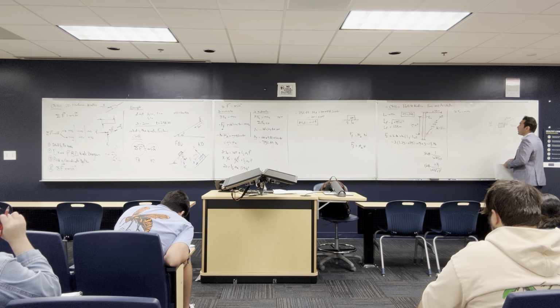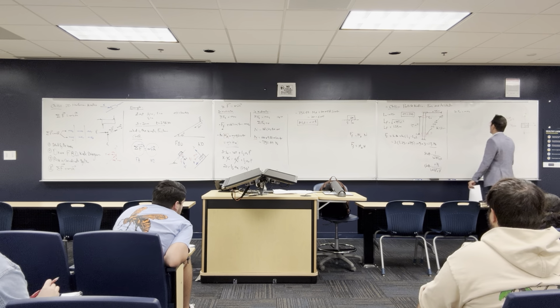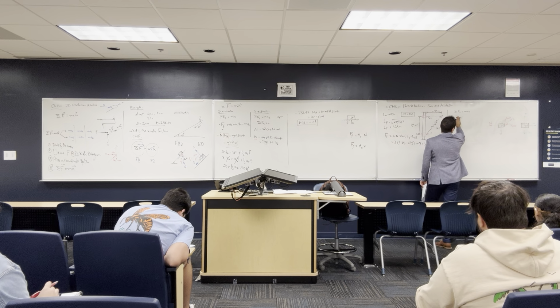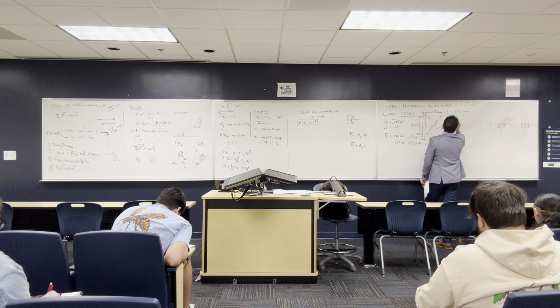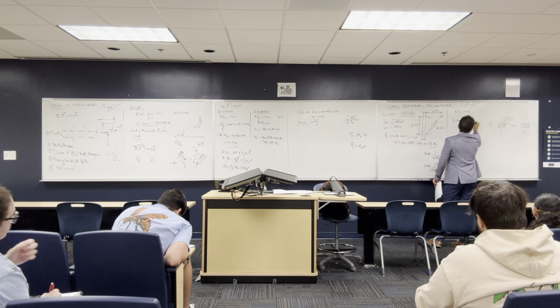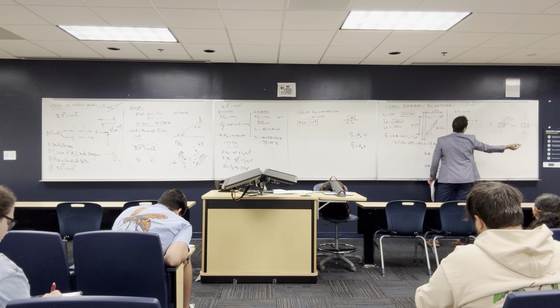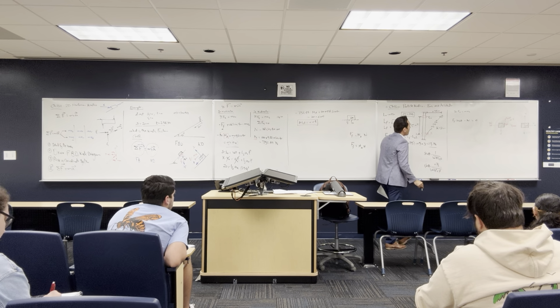Alright, can you guys tell me what I should write in the x direction? What are the forces in the x direction? Fs cosine theta minus N equals 0. There are no other forces.